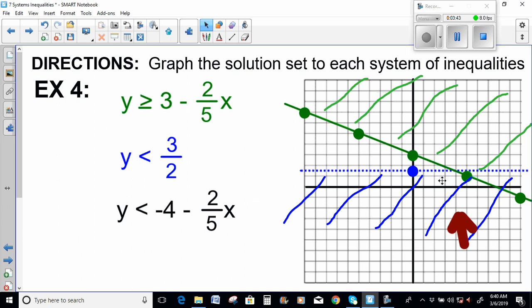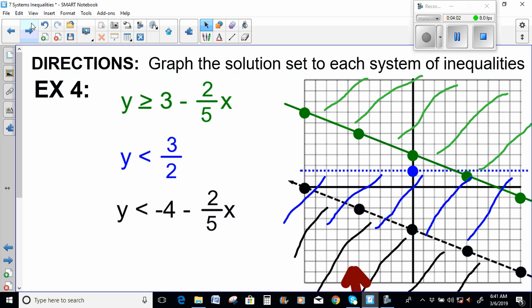And again, you might be tempted to say, well, Mr. Roman, here's the solution set over here. Well, again, the third inequality also has to share that. So let's look at the third inequality. It's -4 y-intercept, and then a -2/5 slope with a dotted line. And then we're going to shade below the line.